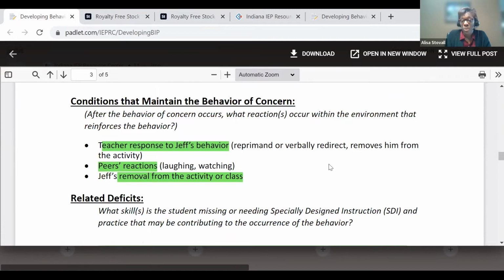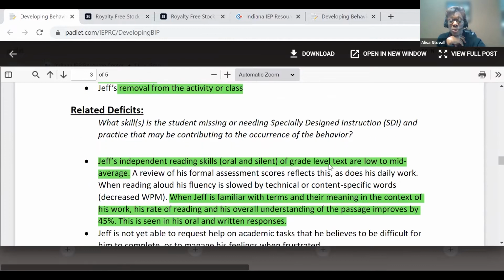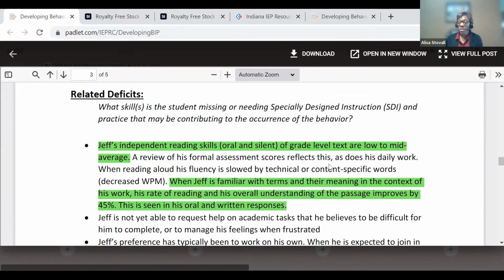The conditions that maintain the behavior: the way the teacher responds to him, the peer reactions, when he's removed from the activity or the class. As we look through the data that we've collected, we should start to see those strands. We should start to see patterns. And again, this is where we would use a team approach to talk through. How does this match up with what we've seen in our classes when we worked with Jeff? Is this typical? Are we all seeing shades of this? Or I never see it in my setting, and what's different? And what do you see in your setting?